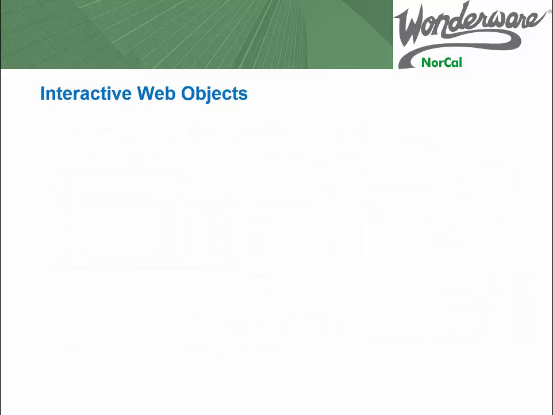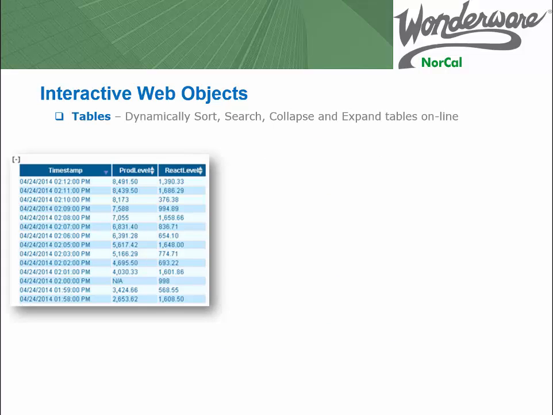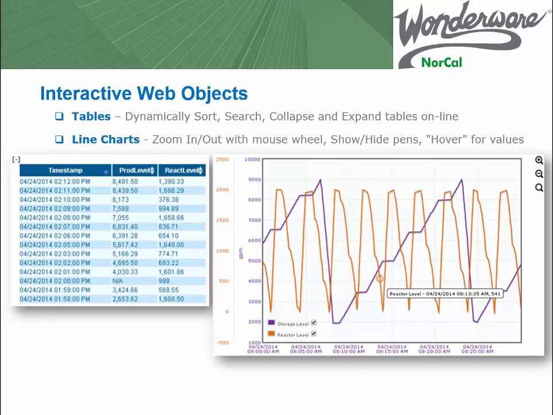On the Dream Report web portal side, we have made tables and line charts interactive on web reports. A user can dynamically sort tables, search for data, and collapse and expand tables. For line charts, we have the option to zoom in or out using the mouse wheel, turn pens on or off, and hover over a line to get an instantaneous value and timestamp.